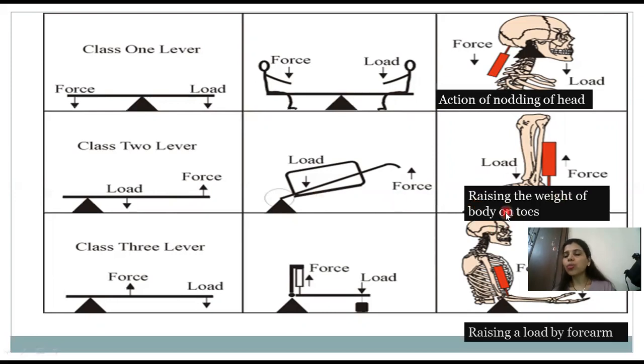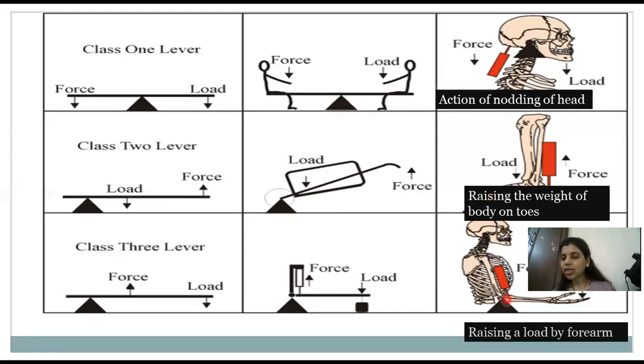So for this type of question, when it is asked to give an example of the lever present in the human body, you will write the action of nodding of head and raising the weight of the body on toes. Diagrams are not asked. Sometimes they may give you the figure and tell you to mark the position of the load, effort, and the fulcrum. But as an example, you have to write action of nodding of head as class 1, raising the weight of the body on toes as class 2.